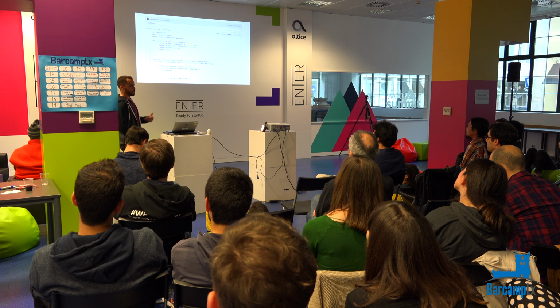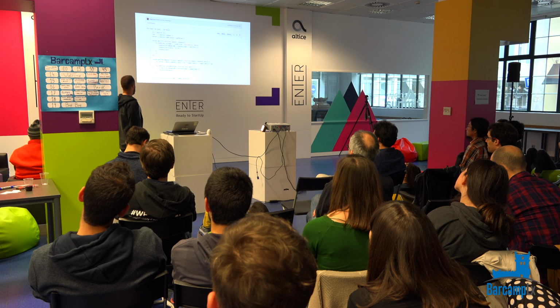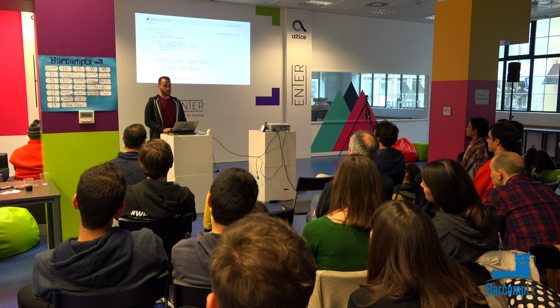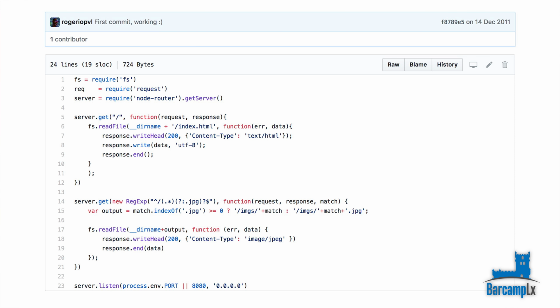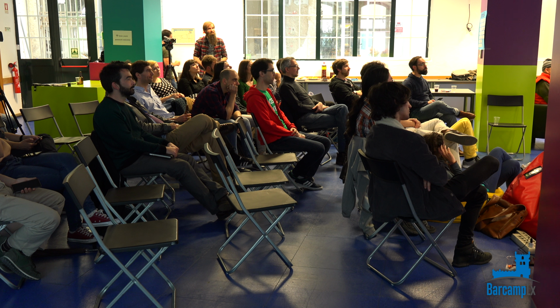Basically, I downloaded all the images to a folder, and then I served them on a Node server. This is pretty suboptimal, by the way. Don't do this. So yeah, first version working. Deployed it on Heroku, free tier, no big deal. And it was up around 10 a.m. in the morning on HTTP.Cat herokuapp.com, running on a free plan with Node.js 0.4.